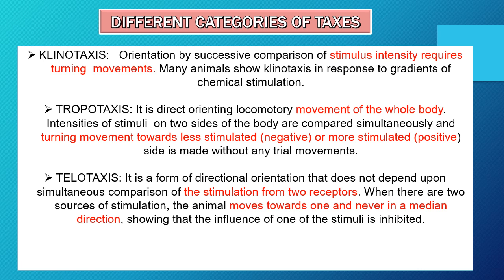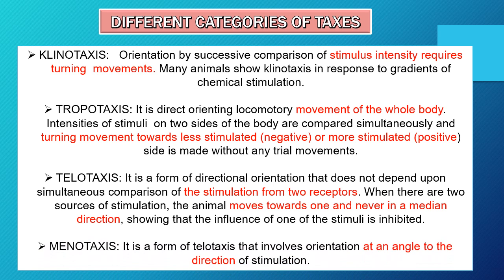Telotaxis. It is a form of directional orientation that does not depend upon simultaneous comparison of the stimulation from two receptors. When there are two sources of stimulation, the animal moves towards one and never in a median direction, showing that the influence of one of the stimuli is inhibited. Myotaxis. It is a form of telotaxis that involves orientation at an angle to the direction of stimulation.